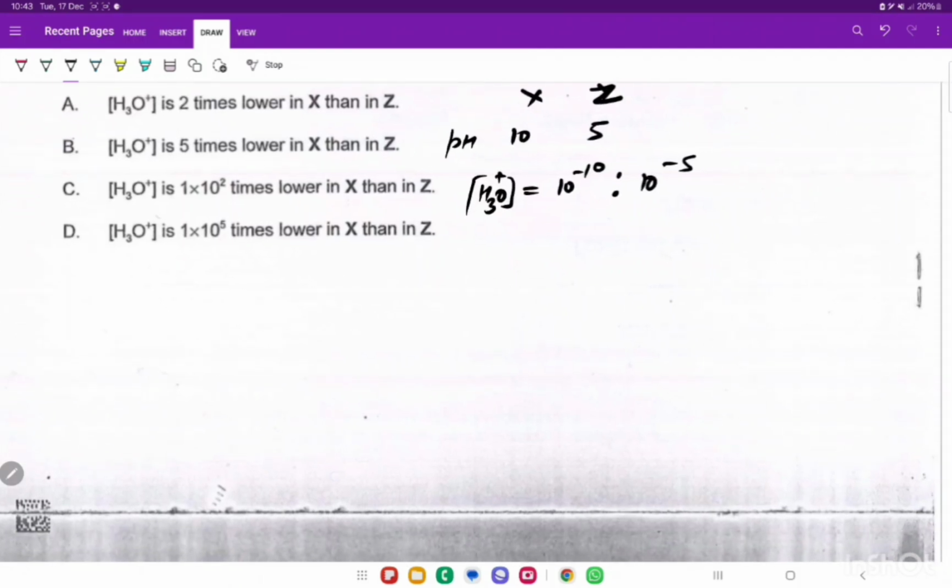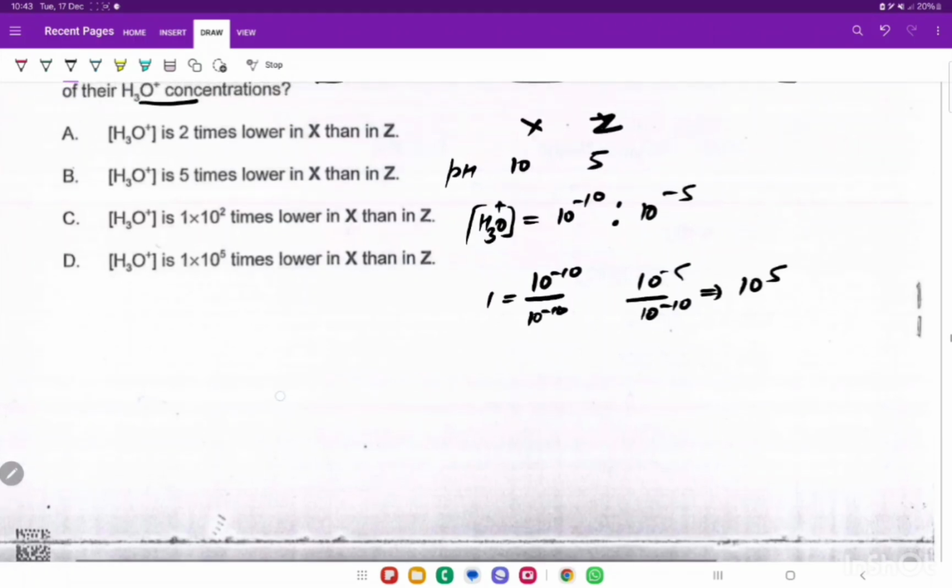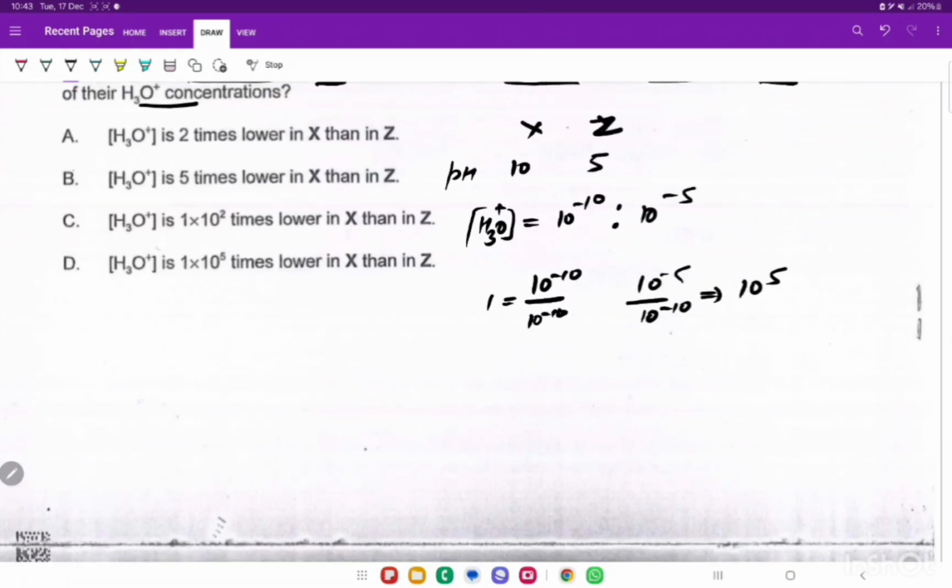So I will divide by the smallest, so it will be 10 to the power minus 10 upon 10 to the power minus 10 equals 1, and 10 to the power minus 5 upon 10 to the power minus 10 equals 10 to the power 5. Ratio is 1:10 to the power 5. That is, the concentration of Z will be 10 to the power 5 times higher than the concentration of X. Or I can say X is 10 to the power 5 times lower than Z. The answer will be D only.